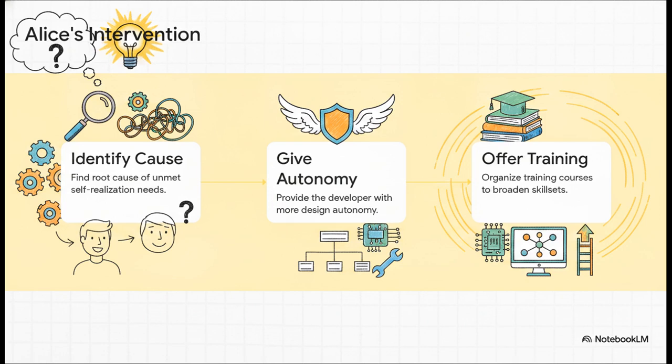So how does Alice fix it? She intervenes by giving Dorothy far more design autonomy, and she organizes specific software engineering training courses to broaden Dorothy's skill set. By directly addressing that unmet need at the top of Maslow's hierarchy, Alice successfully restores Dorothy's motivation.